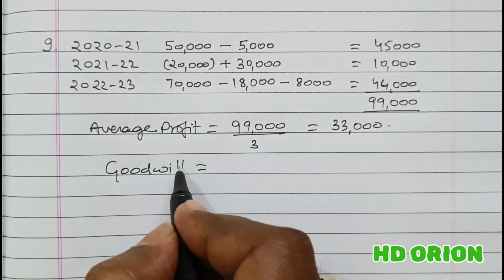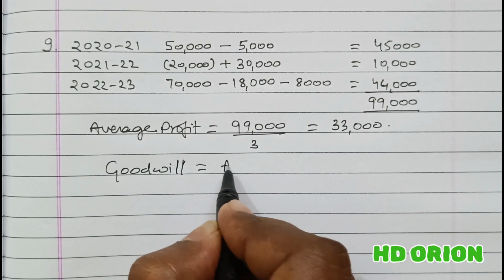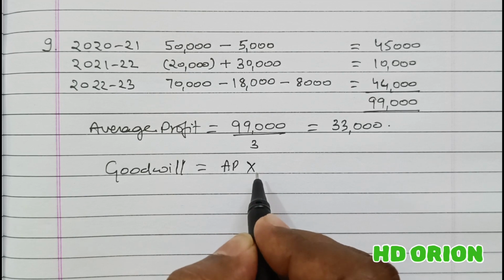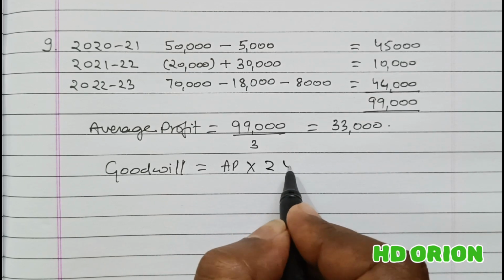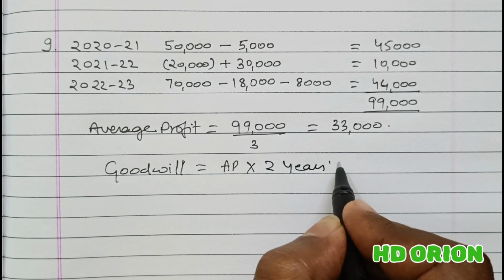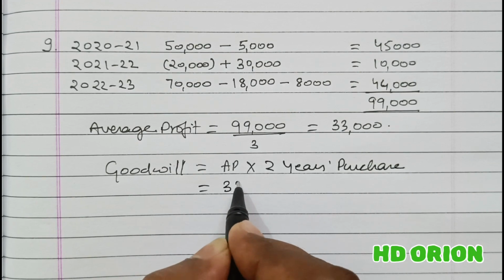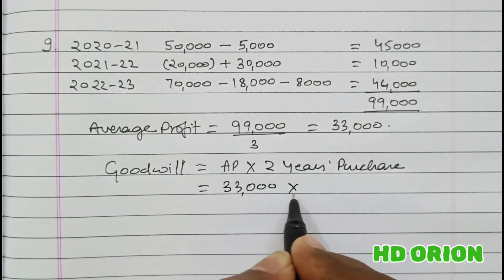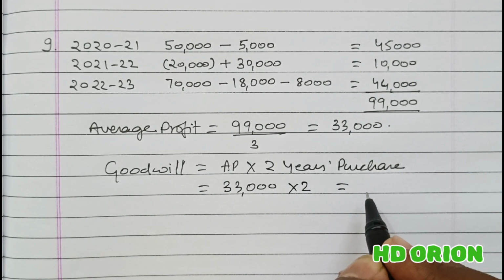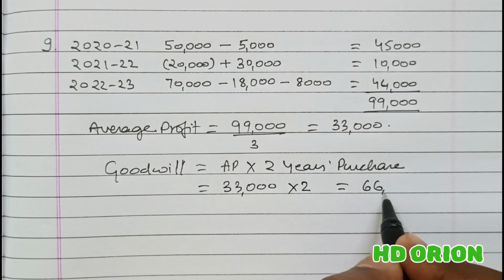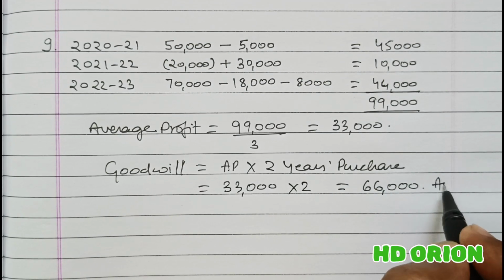As per the question, goodwill is to be calculated at 2 years purchase, not 3 years. So 33,000 multiplied by 2, which is equal to rupees 66,000, is the goodwill of the firm.